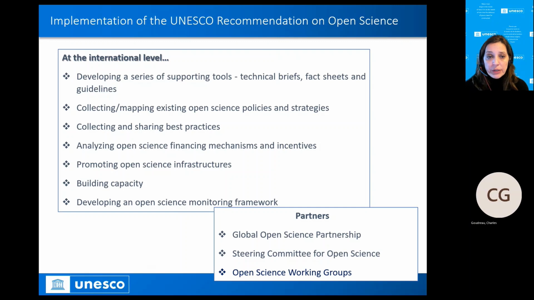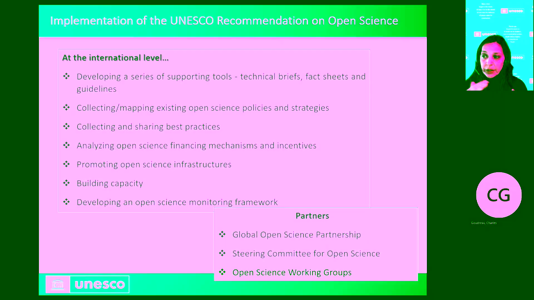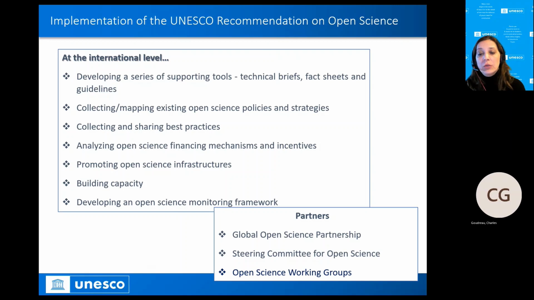While we do that, we really rely on different partners and on different actors of open science across the different disciplines and across the different regions of the world. So we have established a global open science partnership with different partners coming on board and helping us with the implementation of the recommendation. We have a steering committee for open science that is steering the work of the organization in terms of implementation of the recommendation. And again, it has equal regional representation and also disciplinary representation as well.